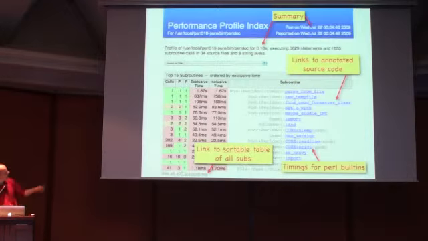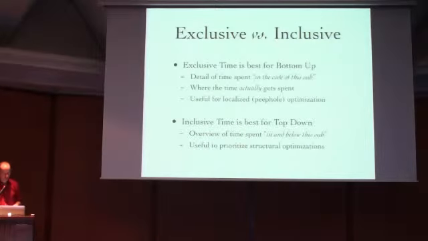So on this page, you can see there's exclusive time and inclusive time. Exclusive time is the time spent just in the code of the subroutine. And the inclusive time is the code of the subroutine and any other subroutines that it called. I'll explain about that. The way I use this is exclusive time is best for a bottom-up approach. It's kind of where time actually gets spent. It's useful for fine detail when you're looking at individual pieces of code that you're trying to tune up.